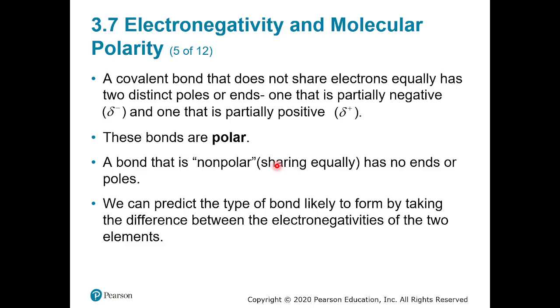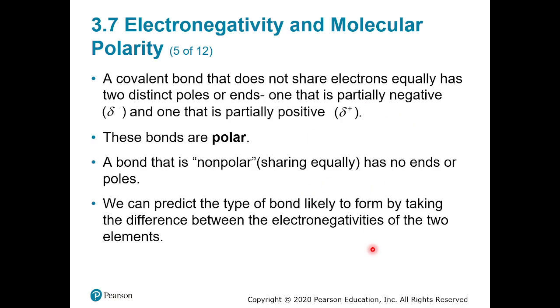Okay, so again, these bonds are going to be polar when we have these partial negative and partial positive charges. That means they have a positive end and a negative end, as in poles of a magnet, right? So if we're nonpolar, sharing equally, we have no ends that are positive and negative. It's not going to be like a magnet, is it?